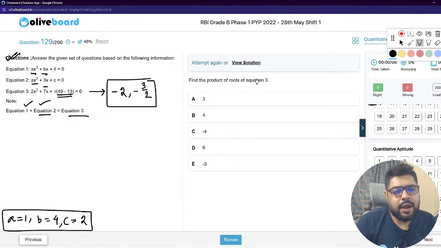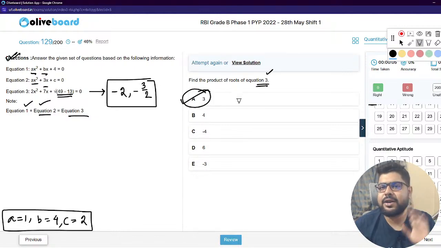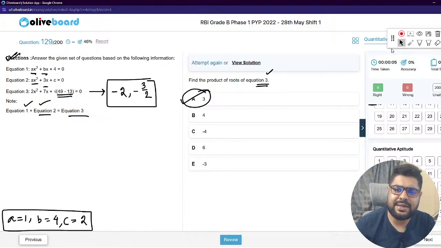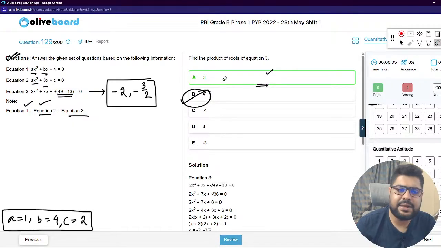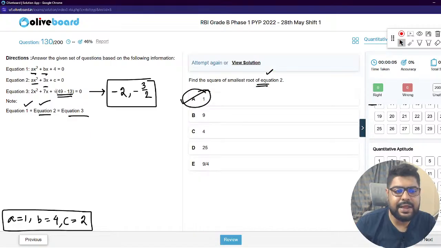Now sir, product of roots. This equation also will not need much, sir. They are asking the minus plus, so it will be 3, sir. Equation 3 ka product of the roots. So it's very simple, sir. 3, done. Correct, sir. It's very simple. But again, I'm just skeptical whether we'll be needing that in the last.